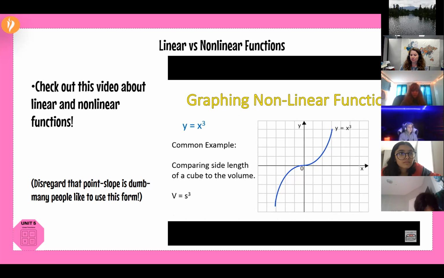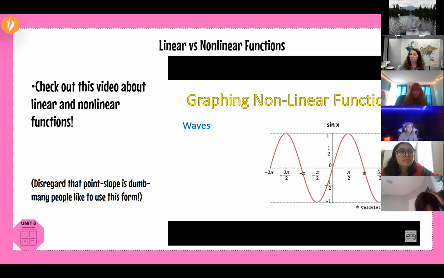And again, the common example would be comparing the length of a side of a cube versus the volume of a cube. Volume is the side cubed, so you'd get kind of a funky little squiggly line. This is still a function because when you place a vertical line on it, it would only touch one place on the graph. One more that's not nearly as common, and thank you to calculatorsoup.com for this picture that I stole: when you start graphing trigonometric ratios, sine, cosine, tangent, you get funky looking patterns.